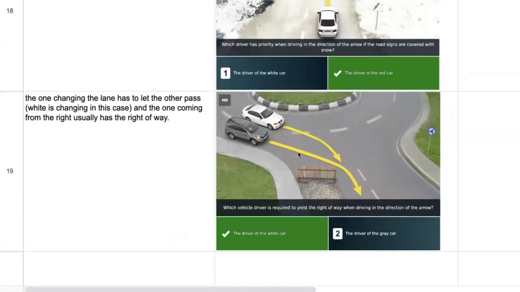Okay, this is a great question as well. Which vehicle driver is required to yield the right of way when driving in the direction of the arrow? The driver of the white car, because the one changing the lane has to let the other pass. In this case, the white one is changing the lane. This would regularly be a lane for the black car, and there is also an obstacle for them. So the white car is changing lanes, which means the driver of the white car has to yield and let the black one pass.